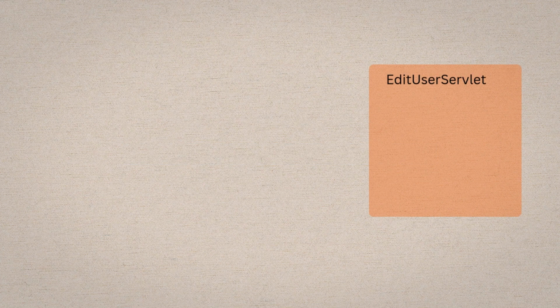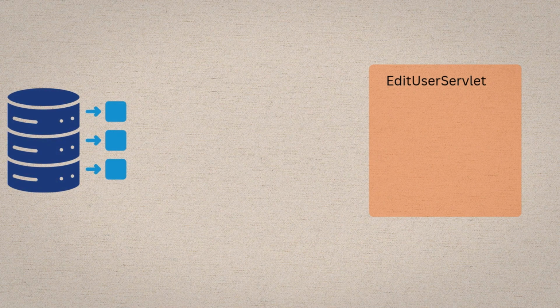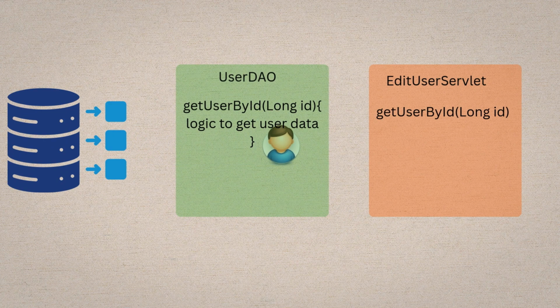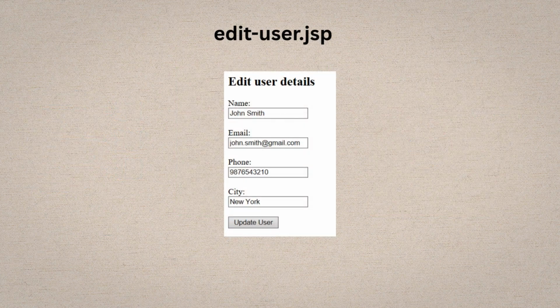Inside edit user servlet, we will retrieve the user's complete details from the database by calling a new method called getUserById in the UserDAO class. Once the data is retrieved, it will be forwarded to edit user JSP, where the form fields will be pre-populated with the existing user details.